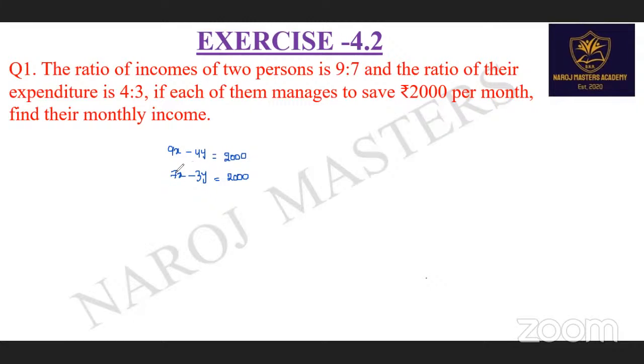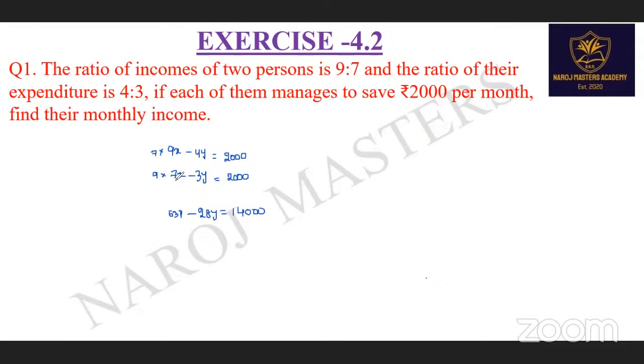So we have to solve them by elimination method or graphical method. Let me solve by elimination method first. To eliminate, we have to balance either x terms or y terms. So if you multiply this by 7 and this by 9, 9 times 7 is 63, so you'll get 63x minus 28y is equal to 14,000.